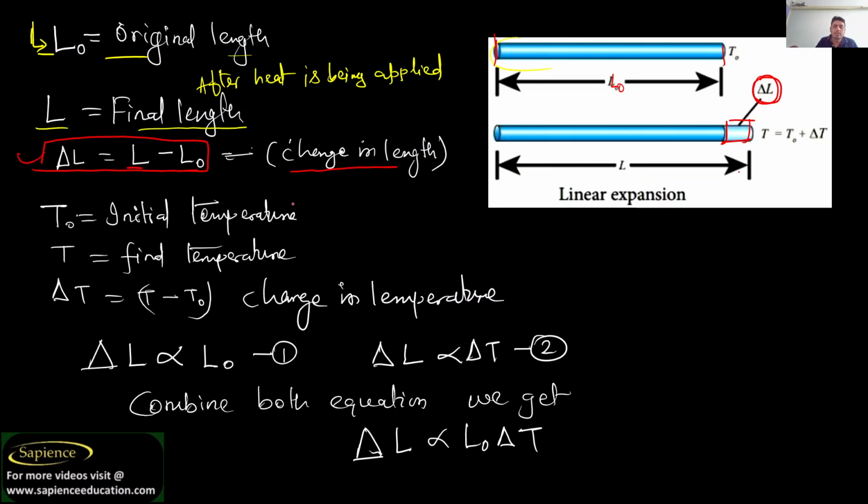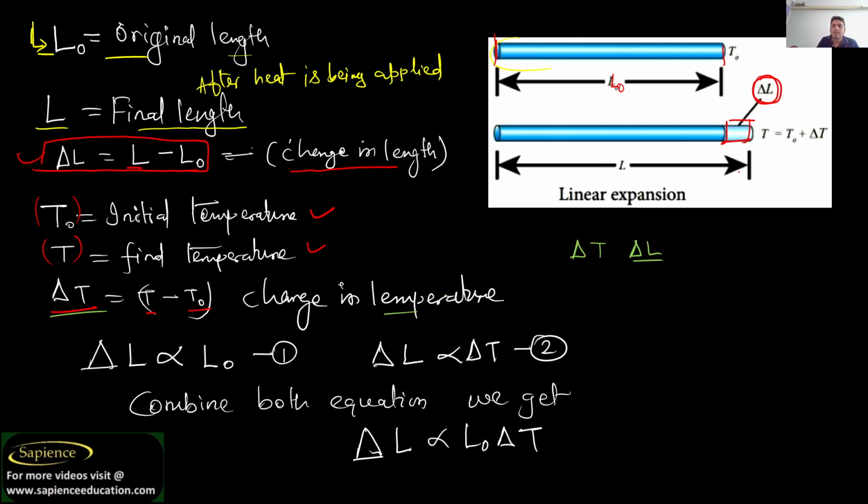Now T naught is your initial temperature and T is the final temperature. Initially the temperature was T naught and finally it was T. So if you talk about change in temperature, definitely it is final temperature minus initial temperature, and this is known as change in temperature. So you have understood now change in temperature delta T, change in length delta L.